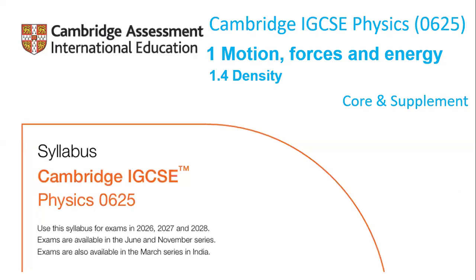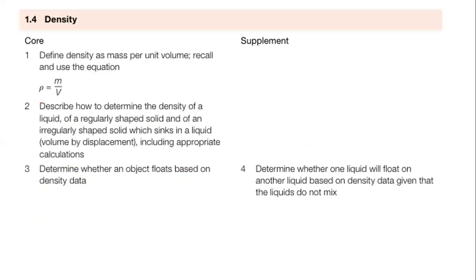Hello, today we are going to talk about Cambridge IGCSE Physics 0625, first part, motion, forces and energy, 1.4, density, core and supplement. Under the 1.4 density core part, first one, define density as mass per unit volume. Recall and use the equation rho equals m over V, where rho is density, m is mass, V is volume.